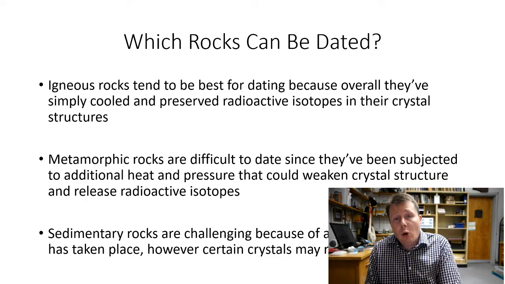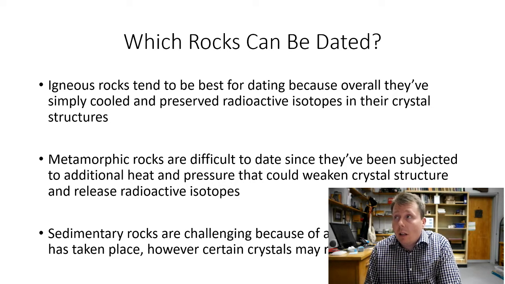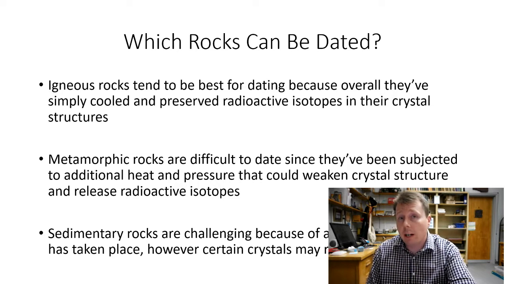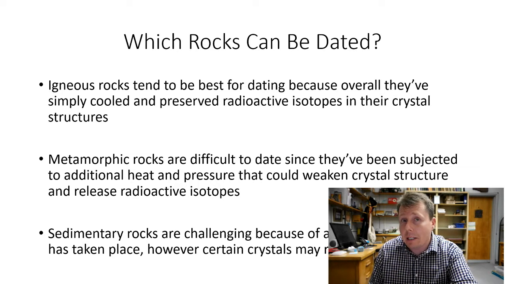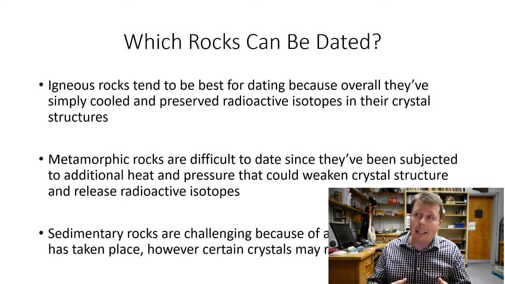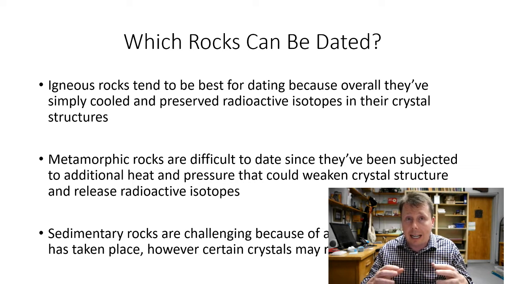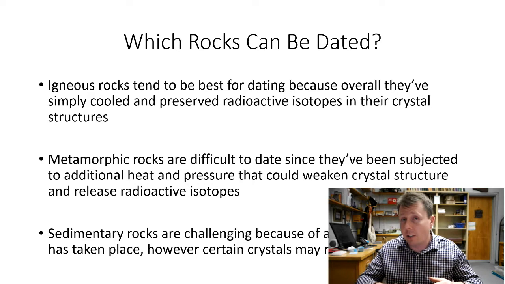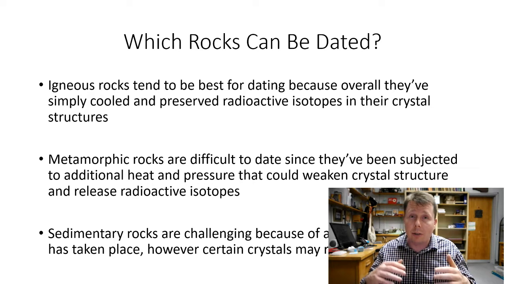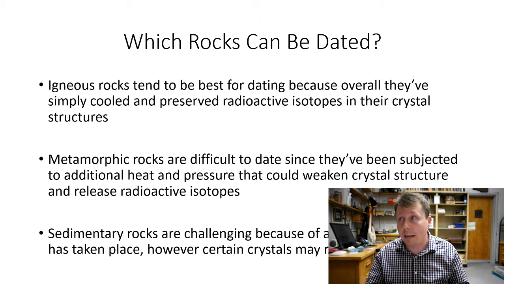Now let's talk about which rocks can be dated. The preferred choice of most geologists is most likely going to be igneous rocks, because their story is they just cool down and hopefully they're preserved in a section of the Earth's surface or just underneath the surface where not too much is going to happen to them. You won't have too much physical abrasion. You won't have too much heating going on. So igneous rock types are one of the main types of rock we look for when we're doing radiometric dating.